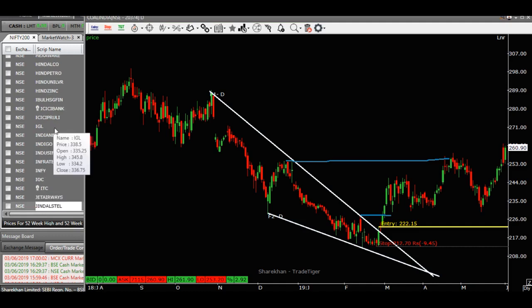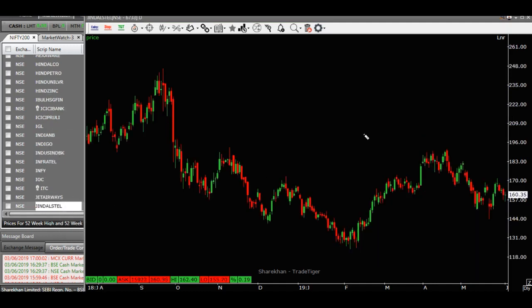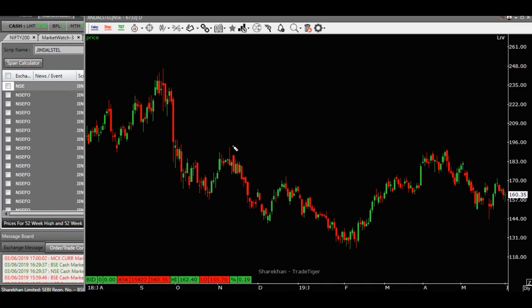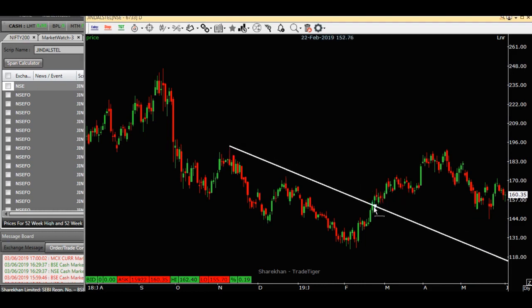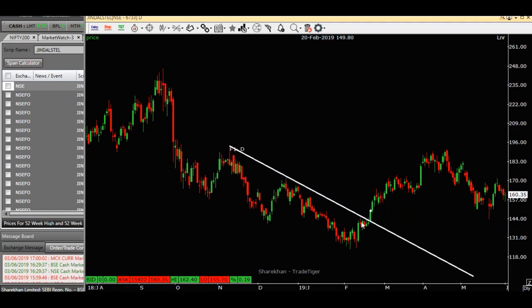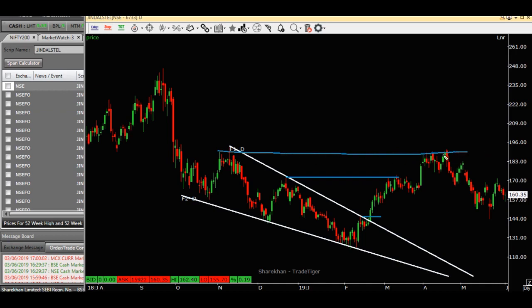Let's look at one last example. This is Jindal Steel. Sorry. You can pull one like this. So this is a nice falling wedge pattern. We enter here on the breakout. This can be my first target, and these highs can be my second and final target.